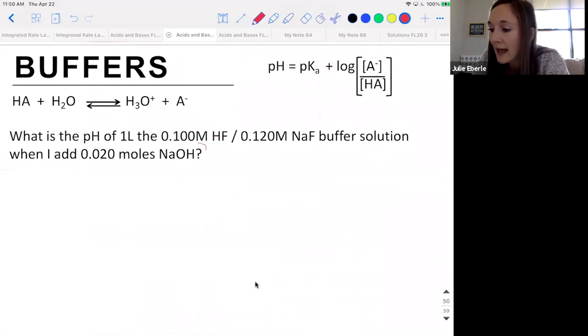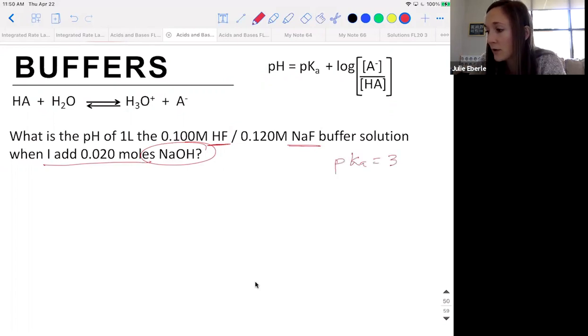All right, so now we're going to add some NaOH. It says I'm going to add 0.02 moles of NaOH. All right, we have the same components. So here's the things that will always be the same. The components for your buffer, what your weak acid and conjugate base are, and your pKa is always going to be the same. So we're going to need pKa in a minute. I'm just going to rewrite it down here as 3.46, all right? Step number 1, calculate the molarity.